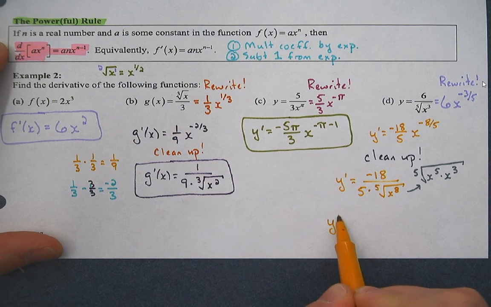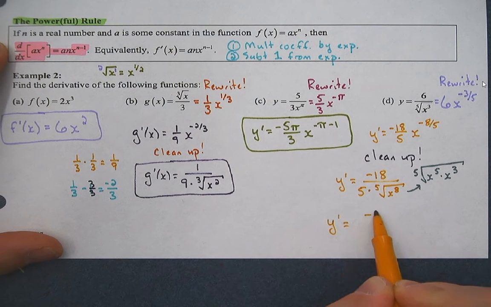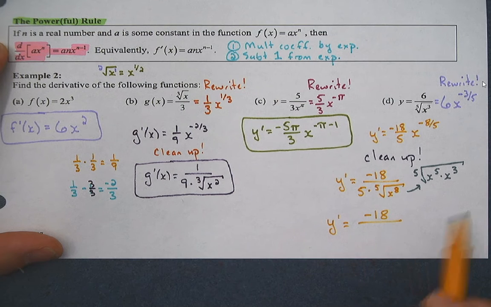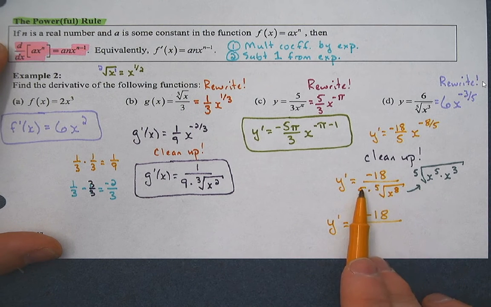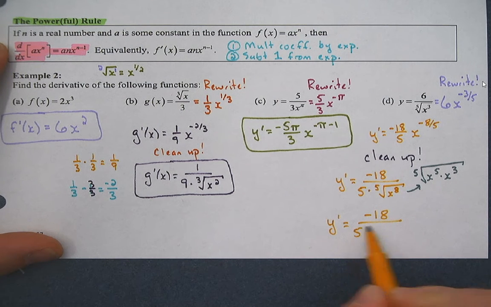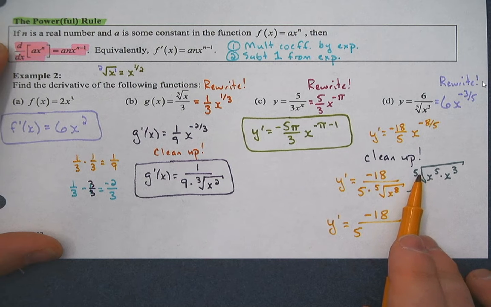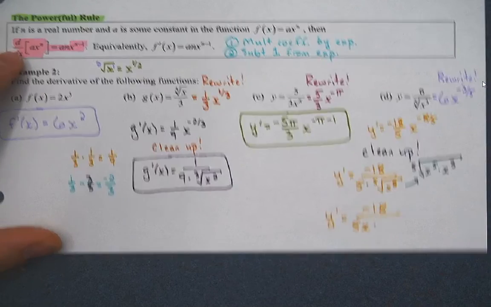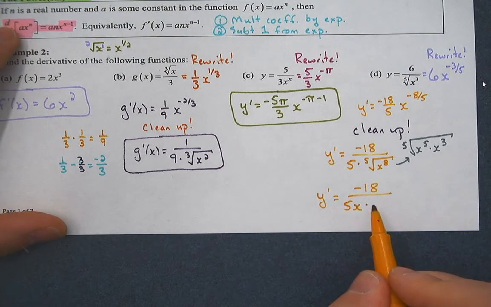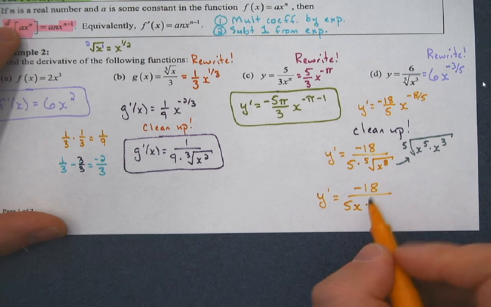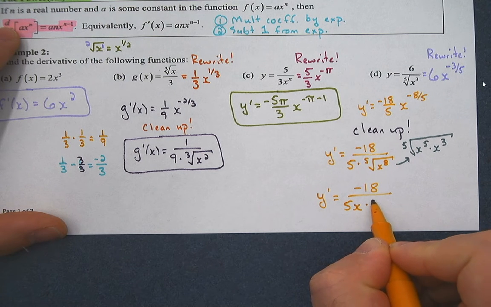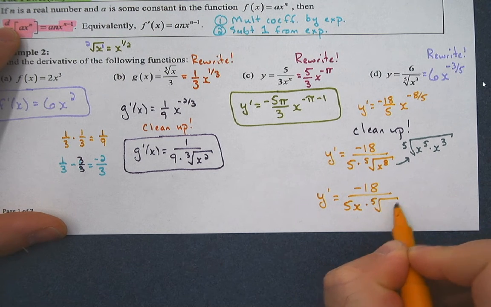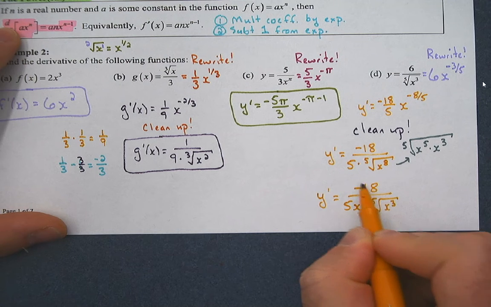So I would have y prime equals, I still have my negative 18 on the top, over, all right, now I still have the 5 on the bottom, but this x to the 5th is going to get 5th rooted, which just leaves us with x. And like I said, I always like to put a multiplier separator between my terms and my roots, especially when they're weird roots like 5th root. So I still have a 5th root, and that x cubed is still trapped inside.